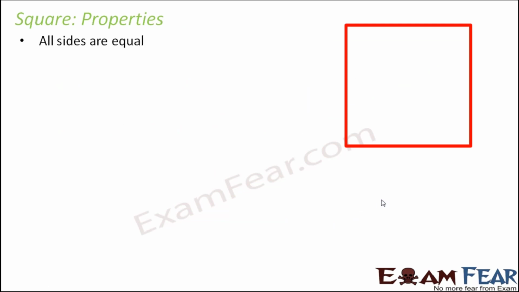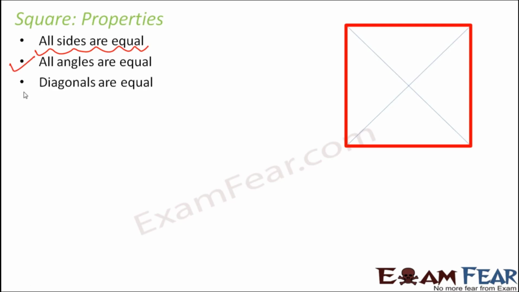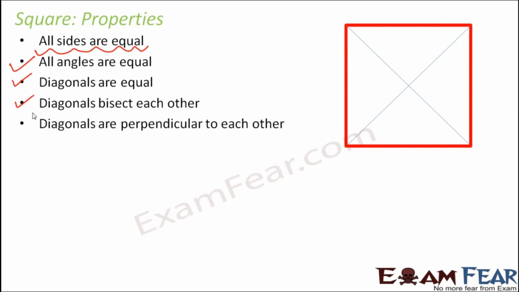Now a square has a property that all sides are equal. So this is the special property of the square which makes them special. They have all angles equal, very similar to a rectangle. They have all diagonals equal, which is again very similar to rectangles. Diagonals bisect each other, which is again a common property of both rectangle as well as parallelogram. Diagonals are perpendicular to each other. This is again a new property in a square.